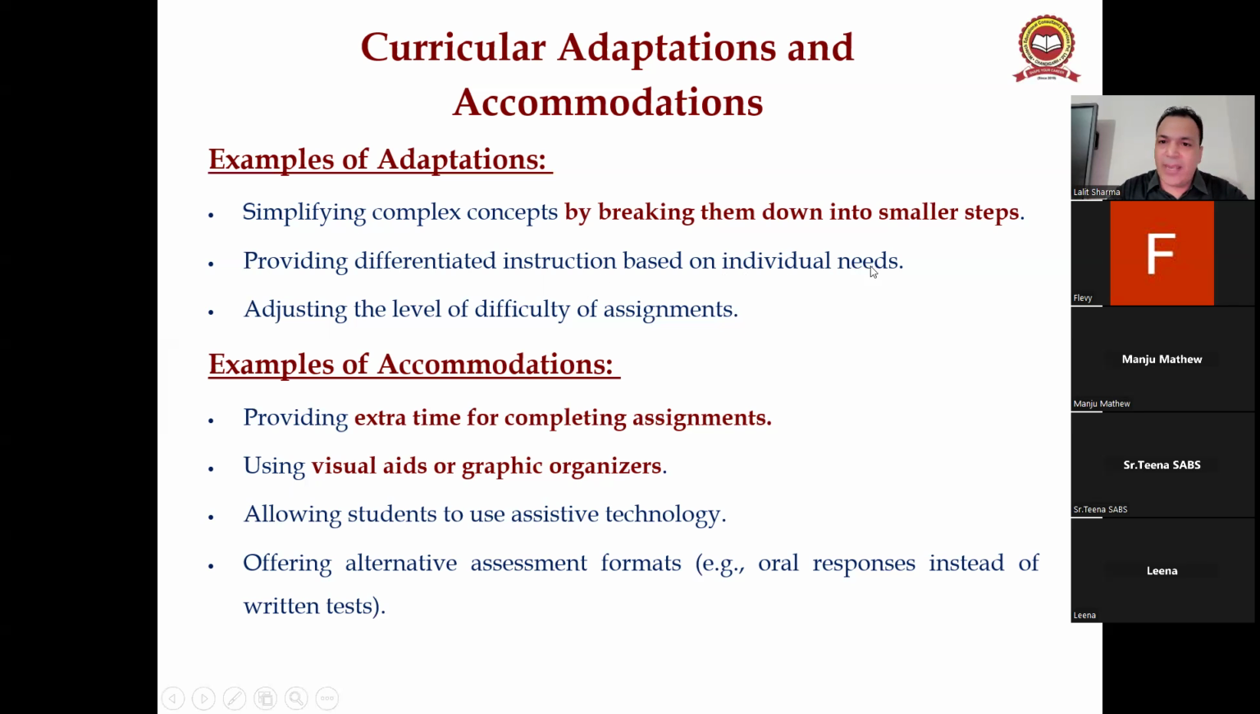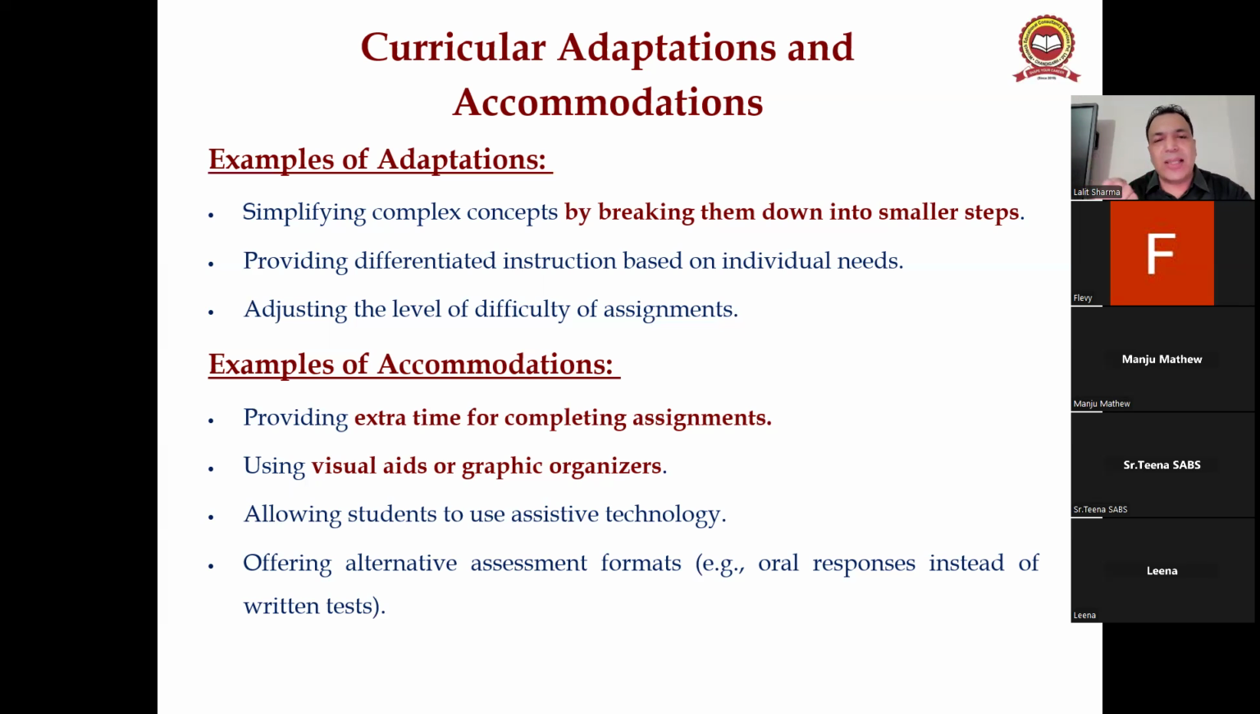Providing differentiated instruction based on individual needs, adjusting the level of difficulty of assignments. This is adaptation. I can give you a lot of examples of adaptation. For example, you are teaching in the class and you know that in your class one person is disabled with a VI, visually impaired, who has difficulty seeing properly. So guys, you should know that in your 7th or 8th class there is one person who is disabled.